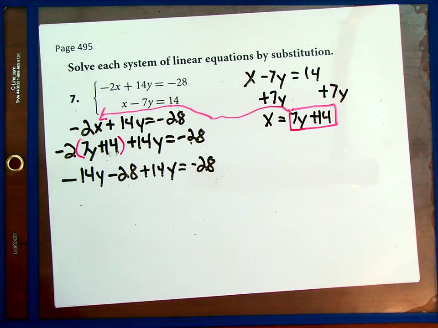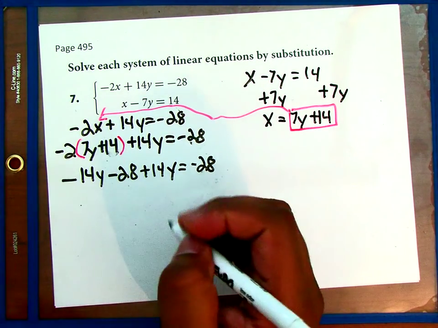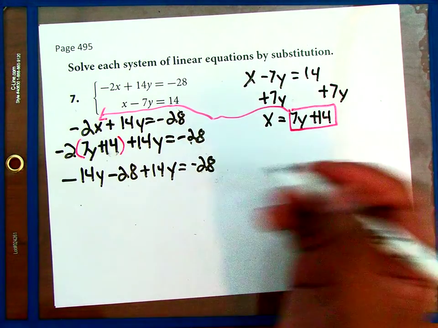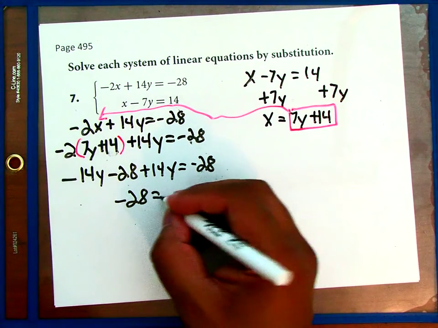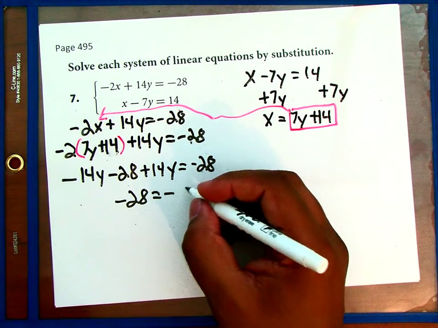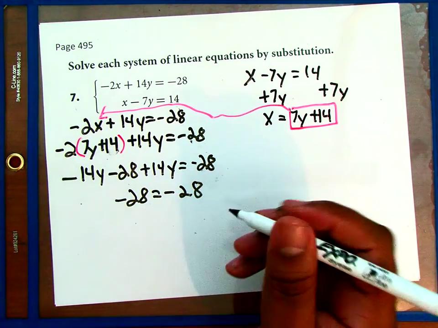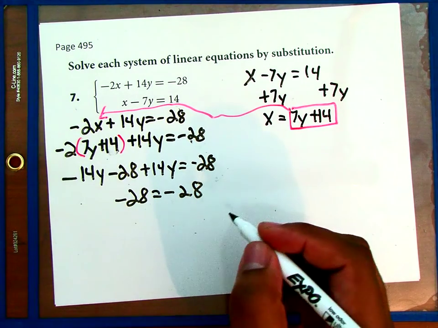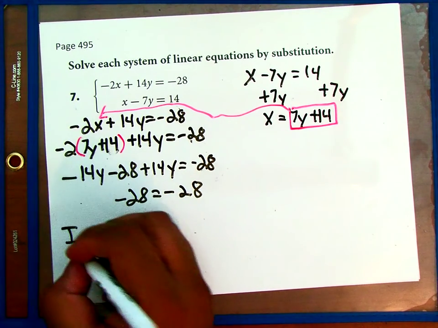All right, so now we'll go ahead and combine like terms. Negative 14y plus 14y is going to give me 0. My y's disappear, and I'm left with negative 28 is equal to negative 28. And that's a true statement. So when this happens, you have infinitely many solutions. So I'm going to write that out.